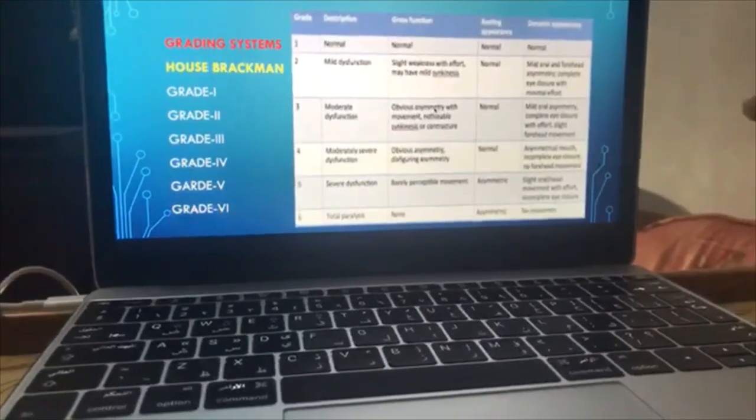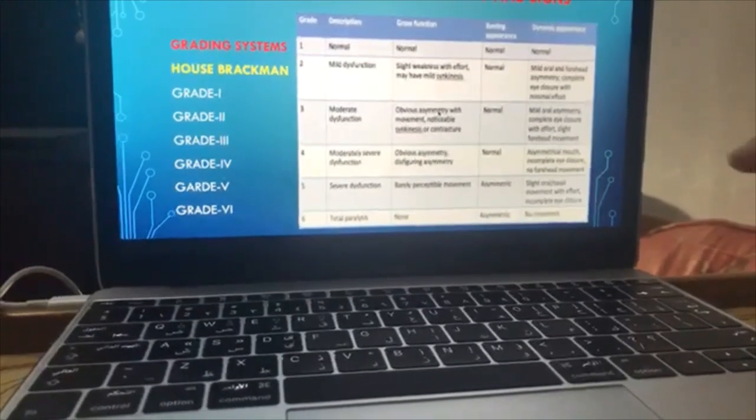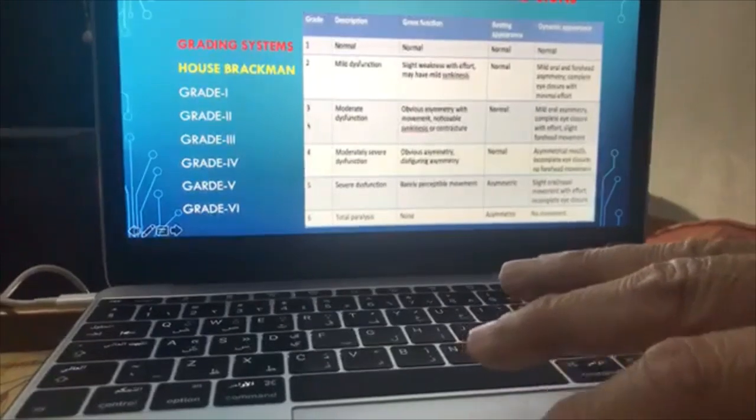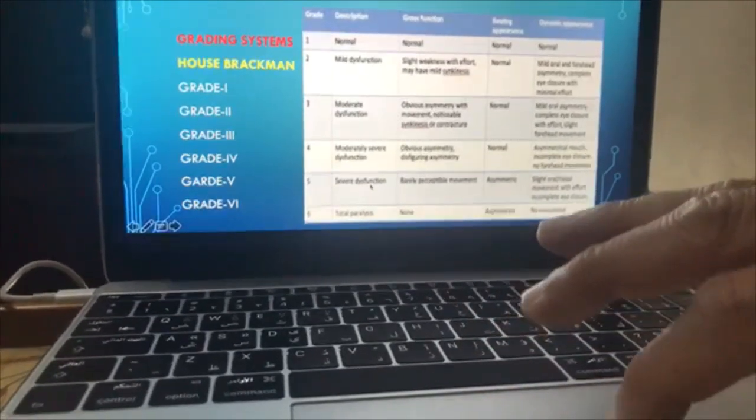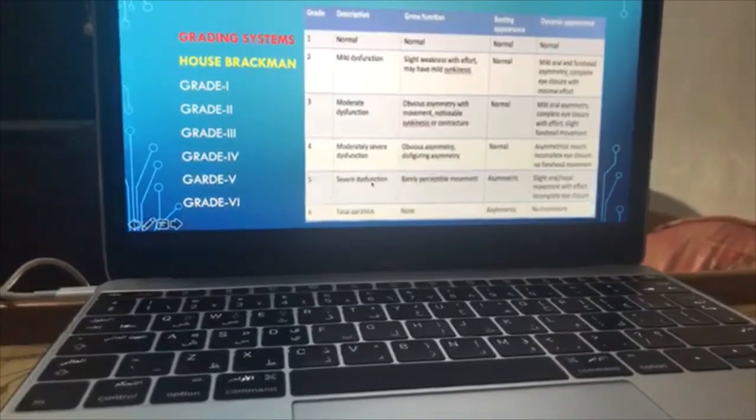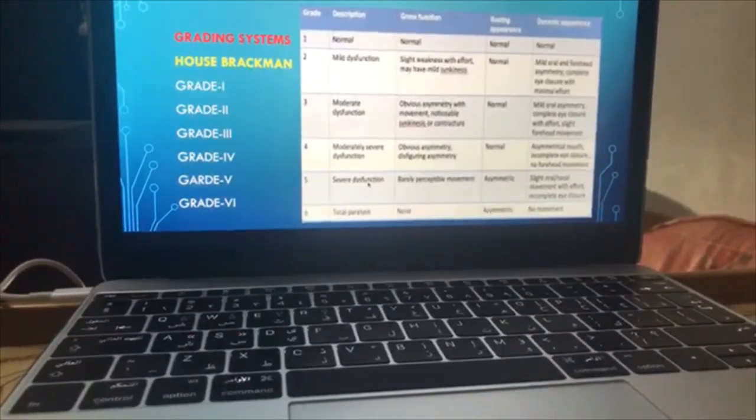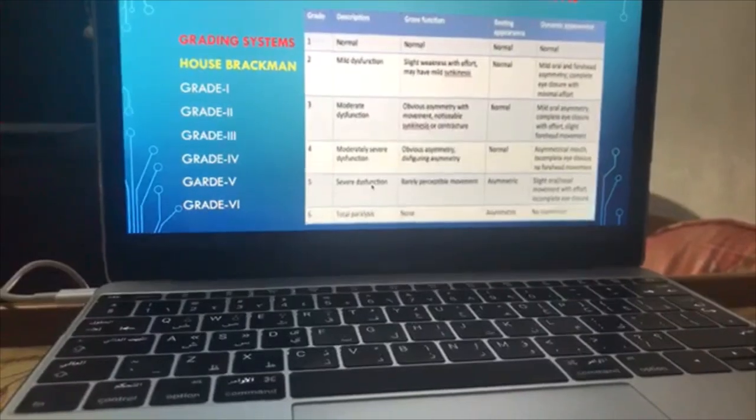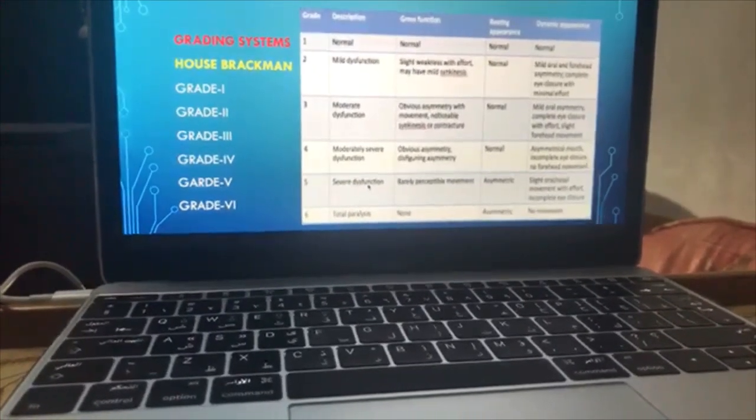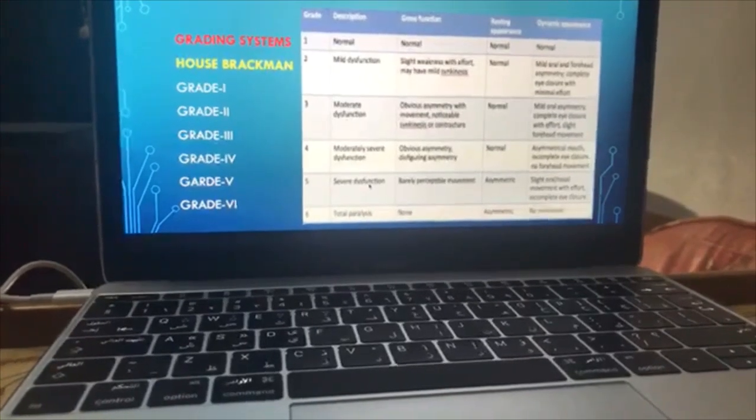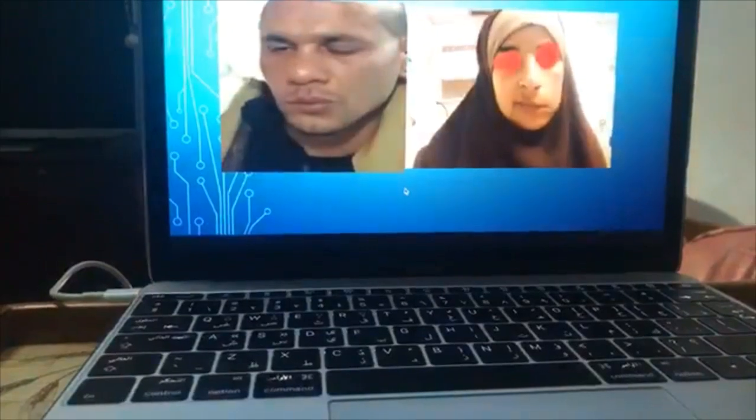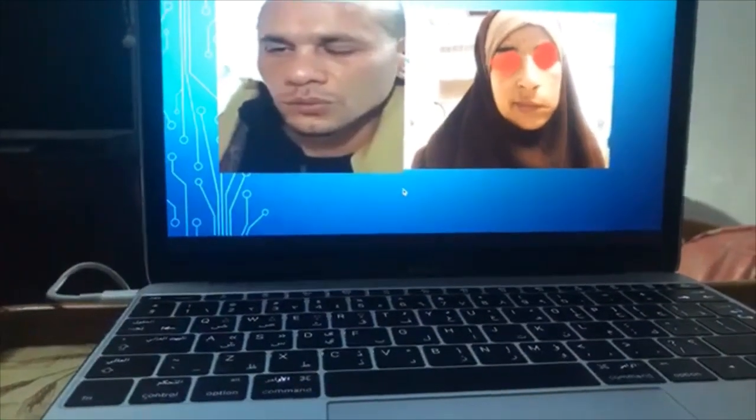From any textbook, you'll find this table that classifies the patient grade 1, 2, 3, 4, 5, 6. Severe dysfunction, that means inability of eye closure, elevation of the eyebrow, and ballooning the cheek even with extreme effort from the patient. Here are 2 examples.